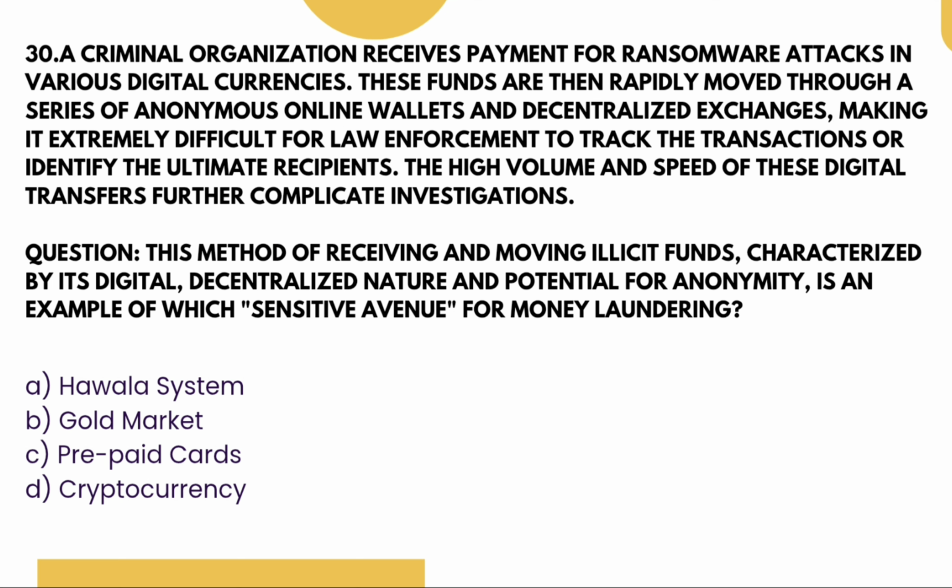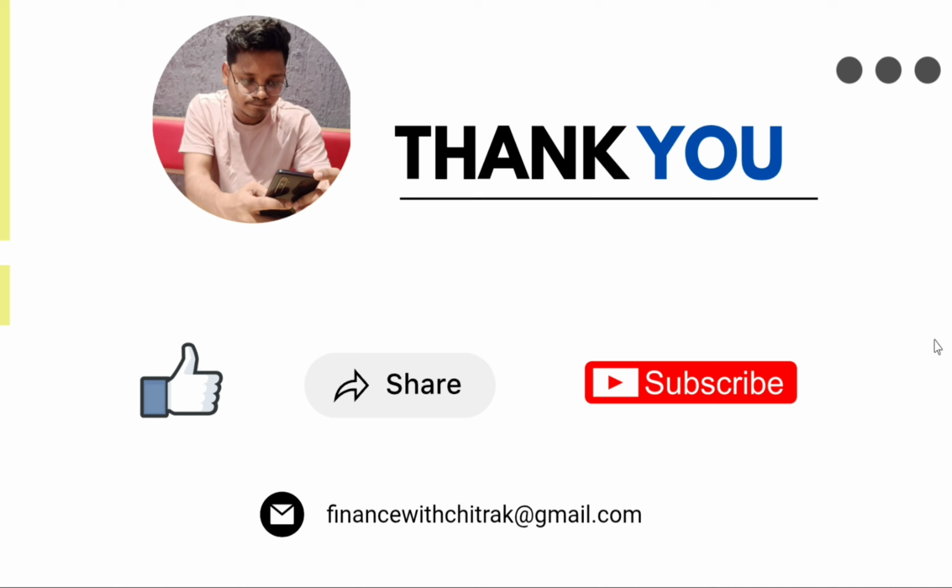So the question is, this method of receiving and moving illicit funds, characterized by its digital, decentralized nature and potential for anonymity, is an example of which sensitive avenue for money laundering? The options are hawala system, gold market, prepaid cards, and cryptocurrency. As you all know, the decentralized nature of exchange is for the cryptocurrencies. So that was the last question for this MCQ.